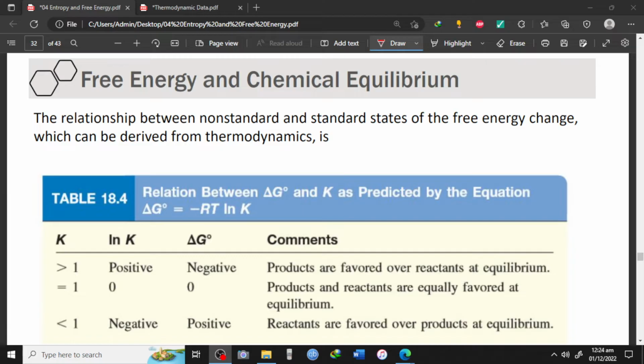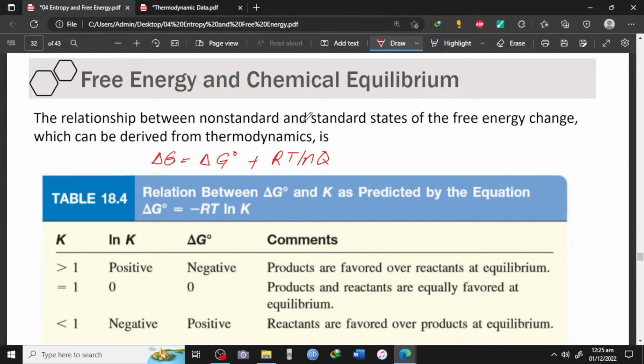Okay. Students, there's a relationship between the standard state and non-standard state of free energy. So, sulat natin yung formula na yun. That formula is delta G is equal to delta G naught, tapos positive or plus, plus RT ln of Q. Okay. So, ito yung relationship between a standard and non-standard free energy.